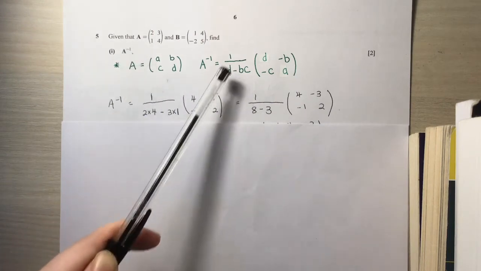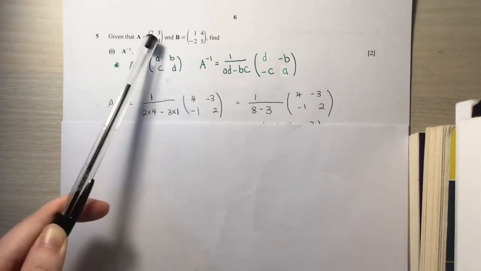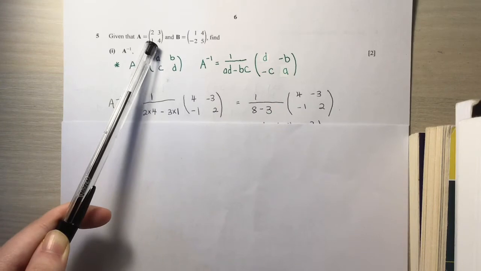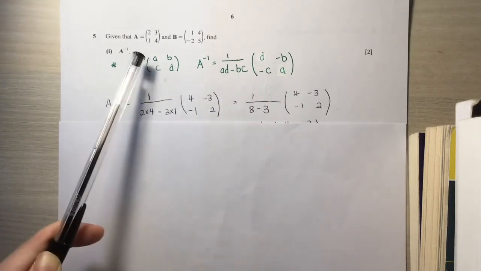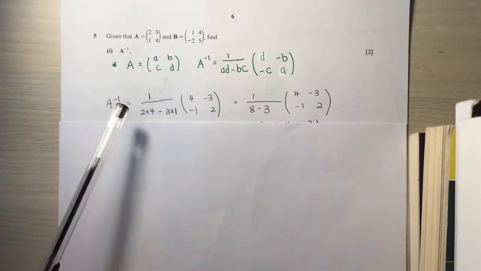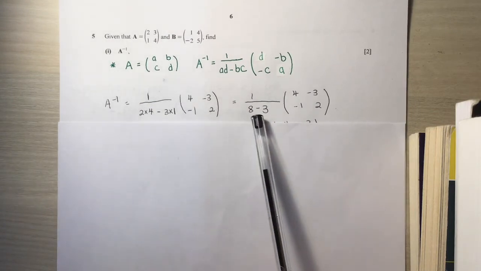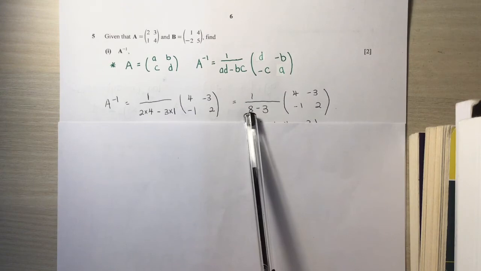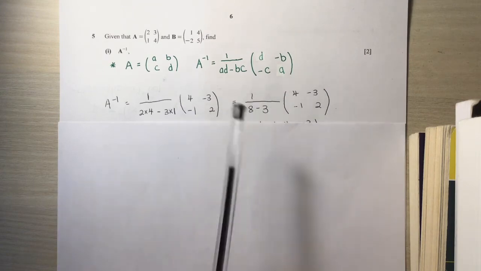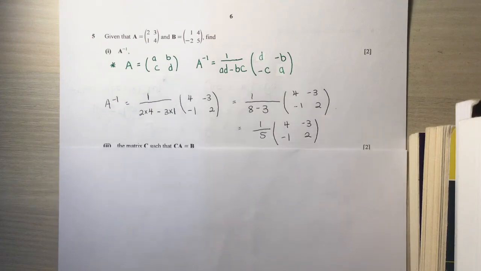So it's actually the product of A and D. Just write down 2 multiplied by 4, minus B and C, in this case 3 and 1. So it's 2 multiplied by 4 minus 3 and 1, which is pretty straightforward. So it's 8 minus 3 for the fraction part over here, and then you will get your answer 1 over 5.